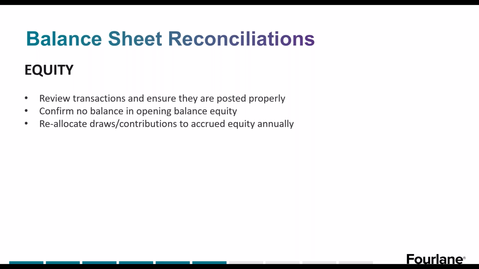This is an account that should always be zero once the file has been established. That account is only used to set up a file. After that, it should be zero unless something is amiss. And then annually, at least annually, you want to reallocate draws and contributions to accrued equity for each person so that you have just a clean value on what's happening on each period. Okay.